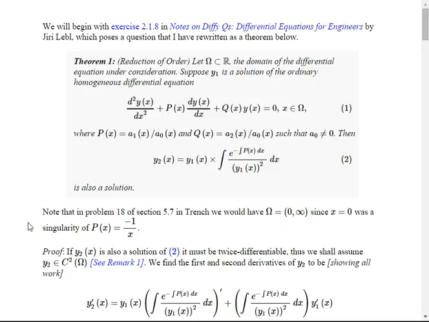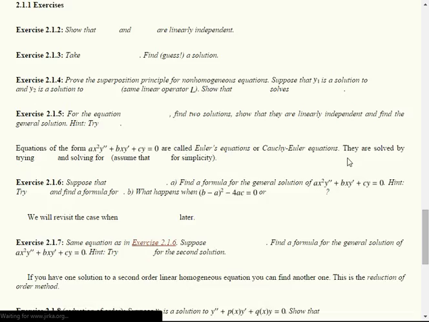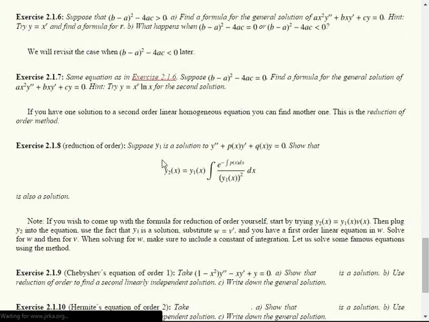Hi everyone. So for this discussion post, I decided to go over reduction of order, which is a technique for solving homogeneous differential equations that I've had a bit of trouble with over the past week and on quiz 3, so I thought I'd try and review it and possibly refine my understanding of it. And so I decided to do exercise 2.1.8 from one of our textbooks, which is right here.